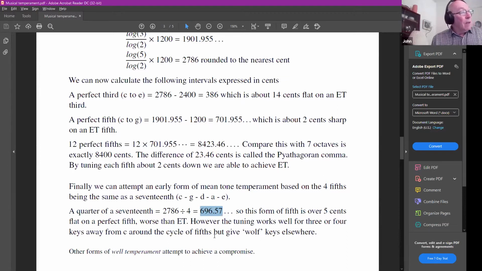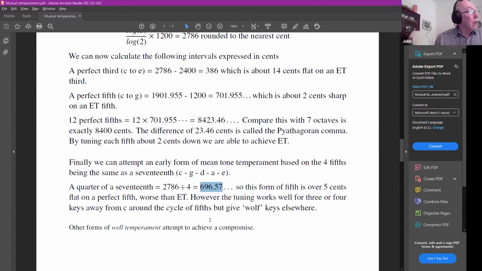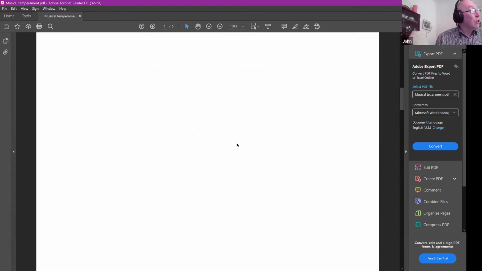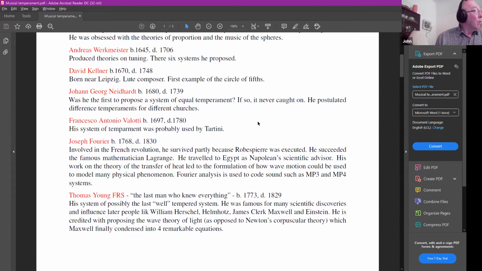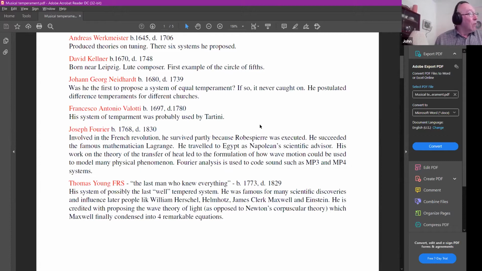Okay, so the first attempt was to do sort of mean tone and separating it out like that. Gradually, they got various forms of well temperament. So I can just list you some of the people who were involved, not Fourier, he was a mathematician, and we're going to bring him up in a moment.